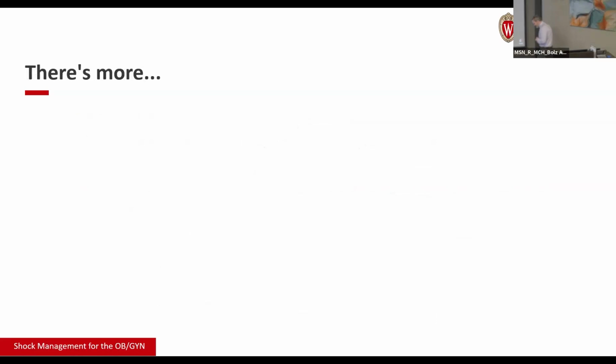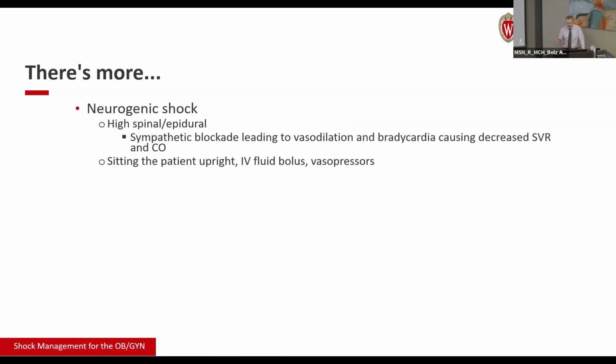I'm almost done. So there's other forms of shock, okay? And I didn't have all the time in the world, because I could keep going. But other forms of shock will show up in our practice, and it's something to think about, okay? So neurogenic shock can show up as a high spinal or a high epidural, okay? What you're getting is that sympathetic blockade leading to vasodilation, right? So there's a problem with the pipes. Bradycardia, so there's a problem with the pump, okay?